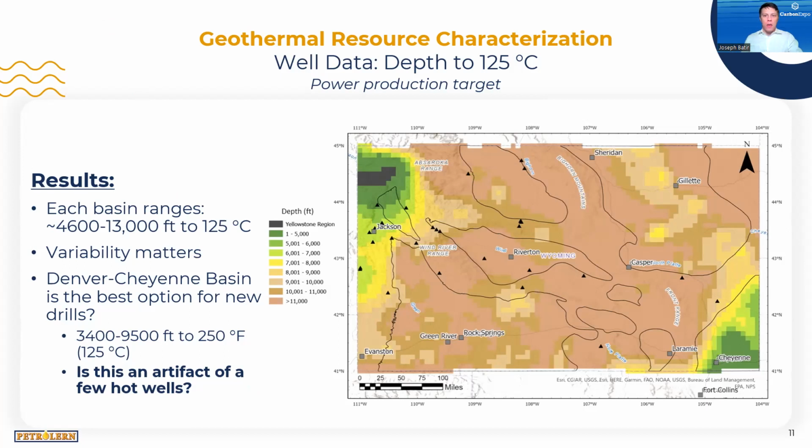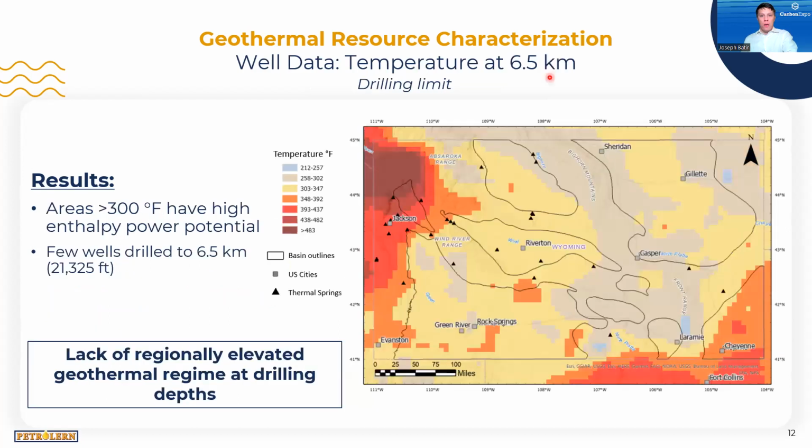Now the next page as I move on is the geothermal resource characterization and the temperature at 6.5 kilometers. This depth is the drilling limit that we said. There are a few wells that actually drill to this 6.5 kilometer depth. Now, 6.5 kilometers is 21,325 feet. That is very deep for a geothermal well, very deep for an oil and gas well.